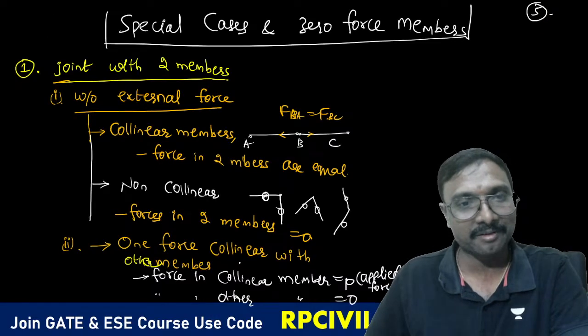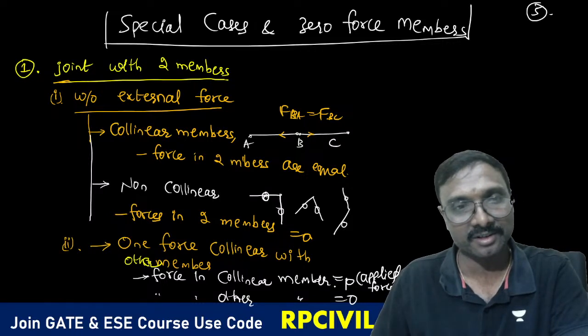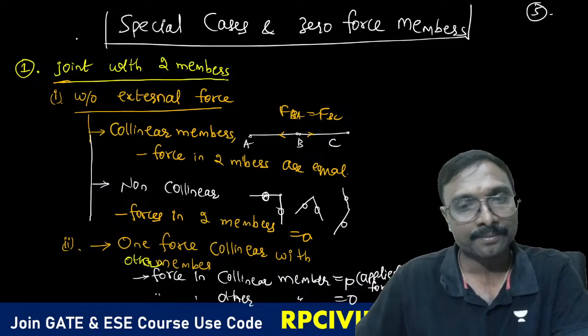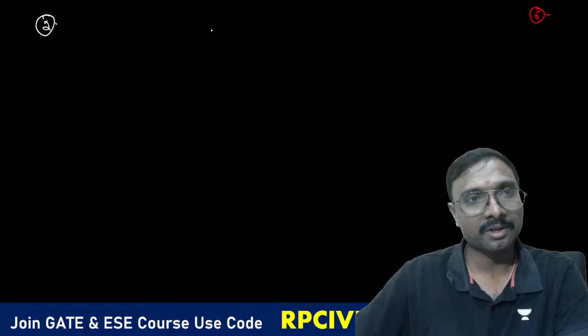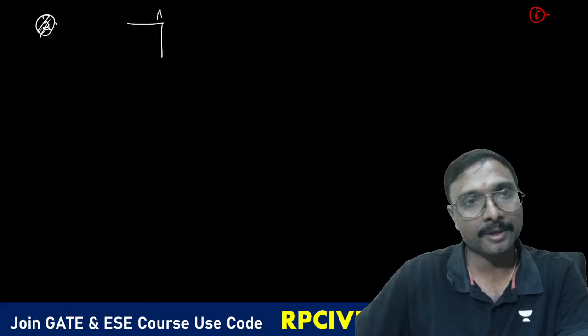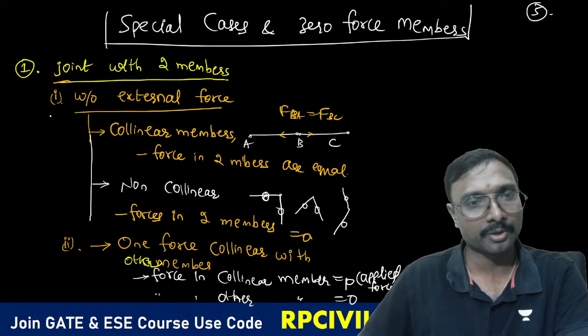So only one force collinear with the other member. Then the force in the collinear member is this one. That's it, right? Okay. Next, this other member force will be 0, is it not? So if you consider that, you'll have AB and AC. One external force P is acting, right? Now what happens, the force in the member AB will be equal to that P only. And what is the force in the member AC? It will become 0, right?